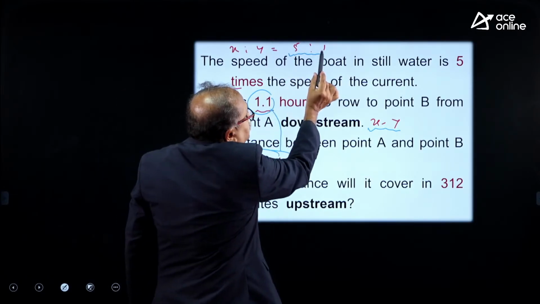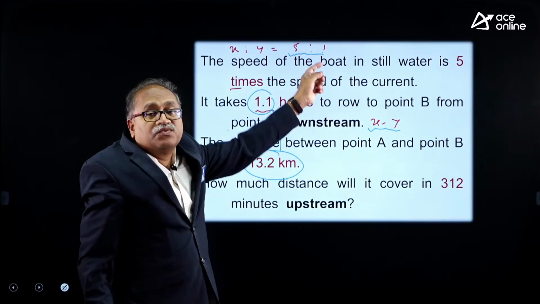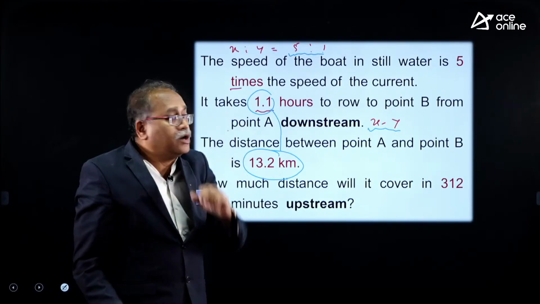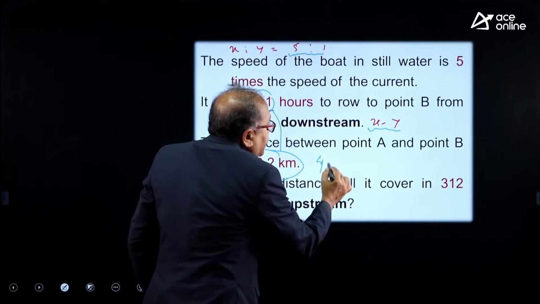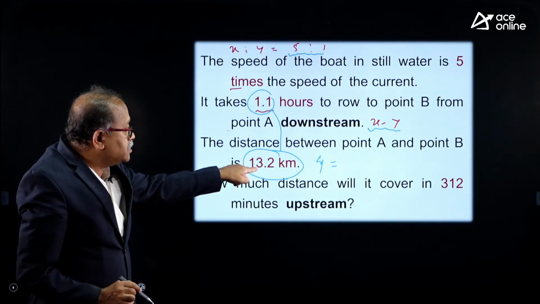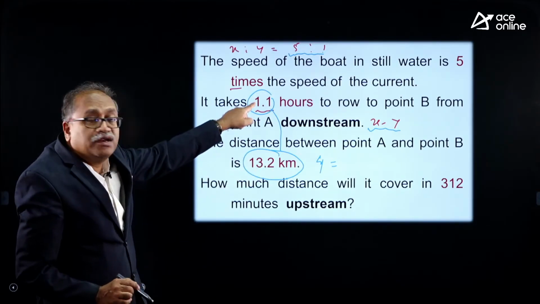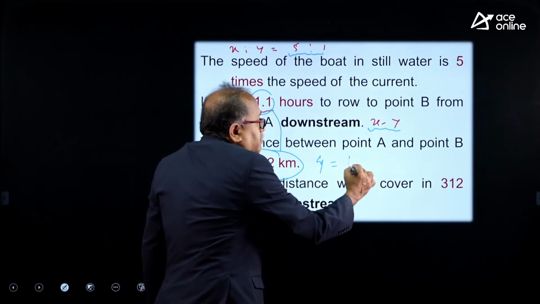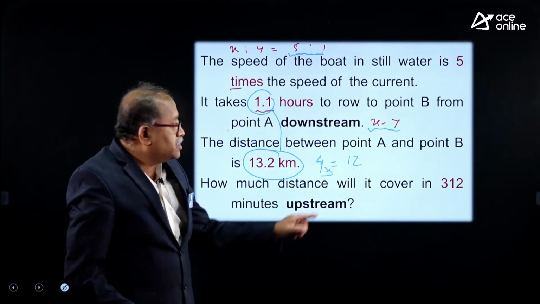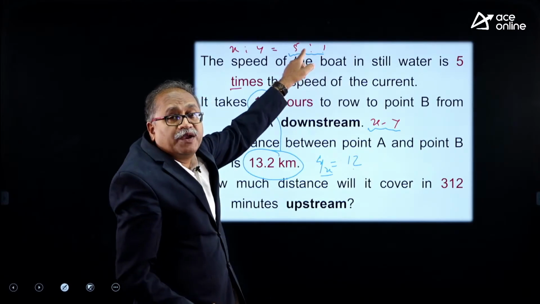So, what is the difference over here? This is 5 part, this is 1 part, the difference is 4 part. So, x minus y is 4 parts, and that 4 part is equal to this speed, that is 132 divided by 11, that is nothing but 12. So, 4x is equal to 12. What is the x?